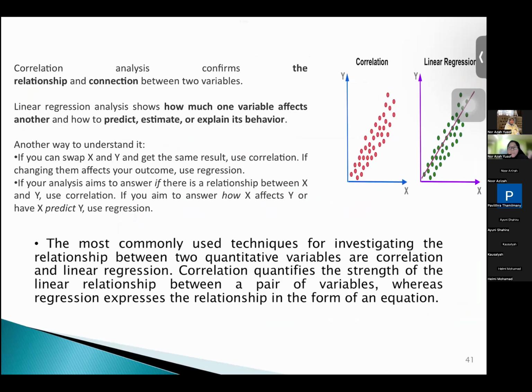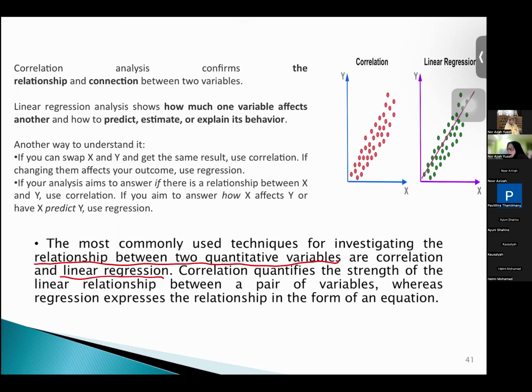the difference between correlation and regression. The most commonly used techniques for investigating the relationship between two quantitative variables are correlation, and also regression, but the most common one is correlation. Correlation quantifies the strength of the linear relationship between a pair of variables, usually two variables. When we have two variables to be compared, then we use correlation, the R just now.